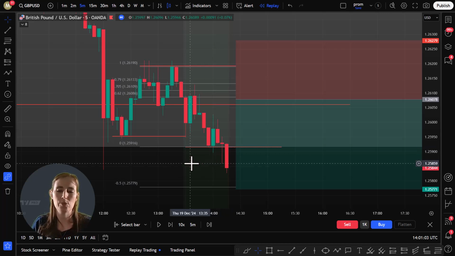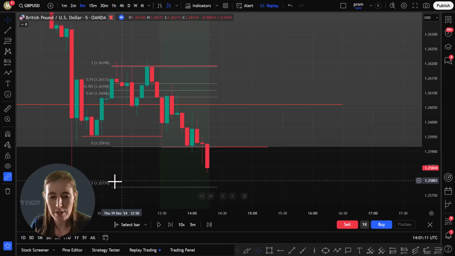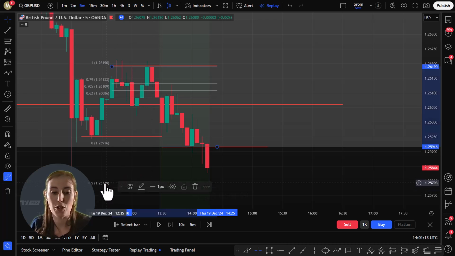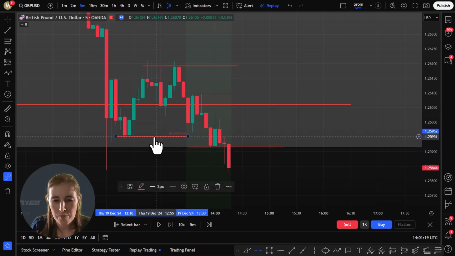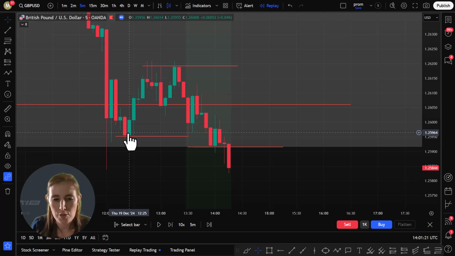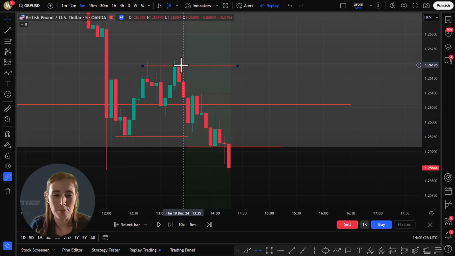So this is where market structure is really important, and you have to adjust and move with price action, with the actual markets as they are moving. So once again, I'm going to just remove those for the moment and show you what I mean. We've got another low form down here, which means that this is no longer the most recent low, and this is no longer the most recent lower high, the pullback.